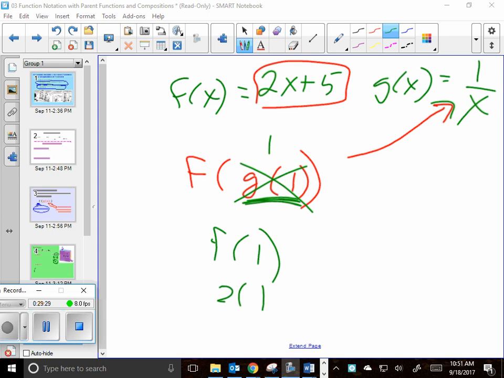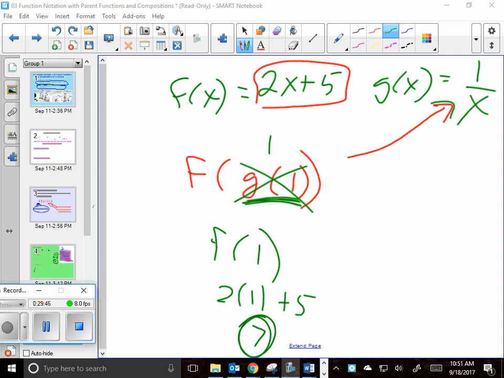2 times 1 plus 5 is 7. You are correct. Raise your hand if you had 7 for that. Okay, good. There you go. That's a function inside another function. That is a complicated concept. Function of a function. But that's the homework for tonight.